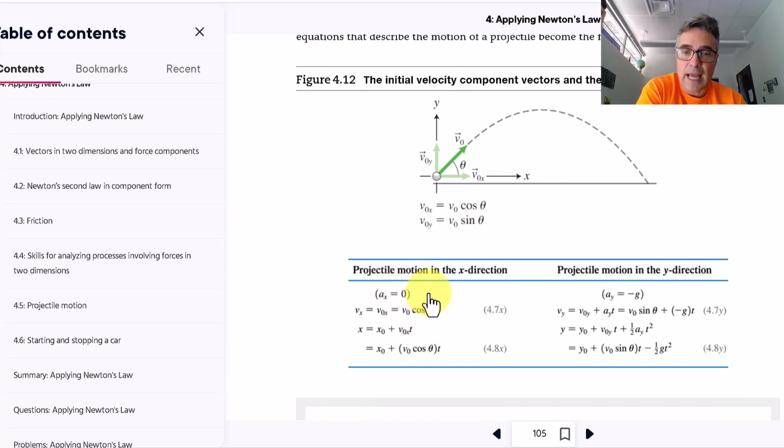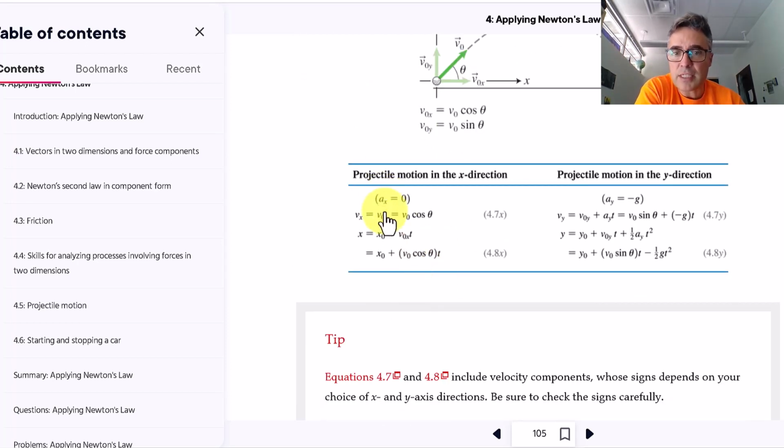And then the quantitative analysis, again, these are the equations. The x component has a_x equals 0, so there's really only the one main equation for that, which is that x is x initial plus this constant velocity, which is the initial velocity magnitude times cos theta, where theta is the angle above the horizontal that the projectile was launched. So cos theta times v0 is the x component of the velocity, and sine theta times v0 is the initial y component of the velocity.